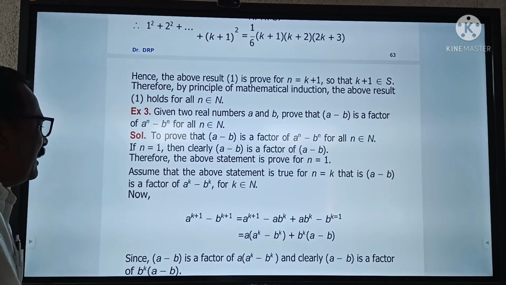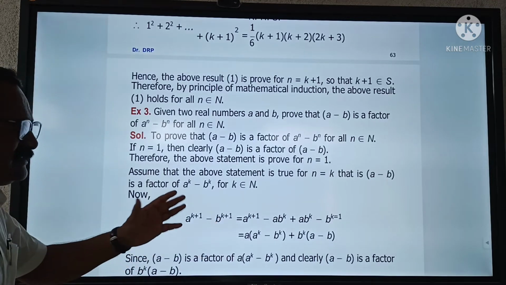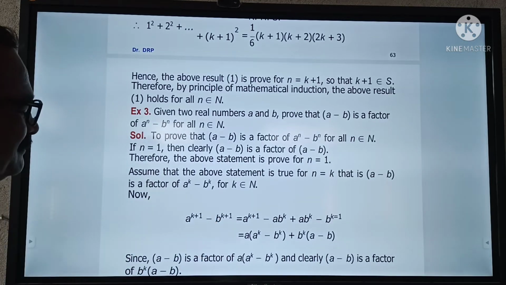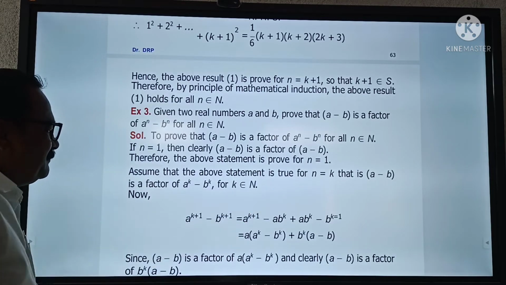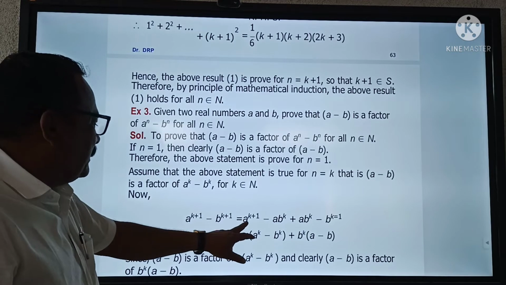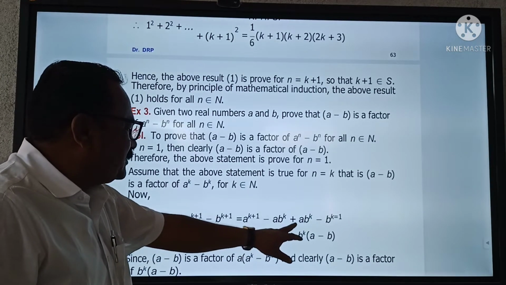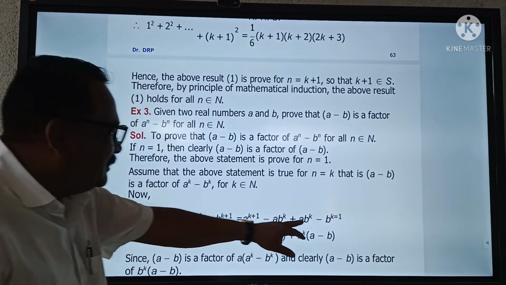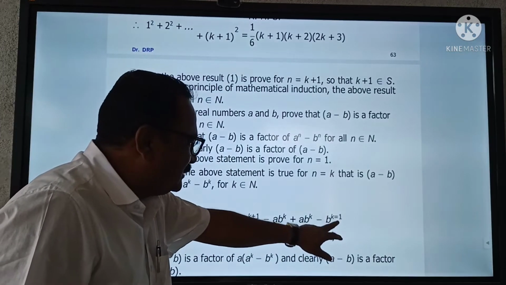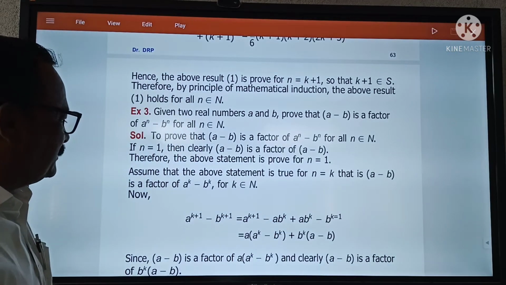Now we have to prove that a minus b is a factor of a raised to k plus 1 minus b raised to k plus 1. So see, simplified, written here: a raised to k plus 1 as it is, we subtract a into b raised to k and we add a into b raised to k, minus b raised to k plus 1 here. Here it is equal to this way, but actually k plus 1 there.